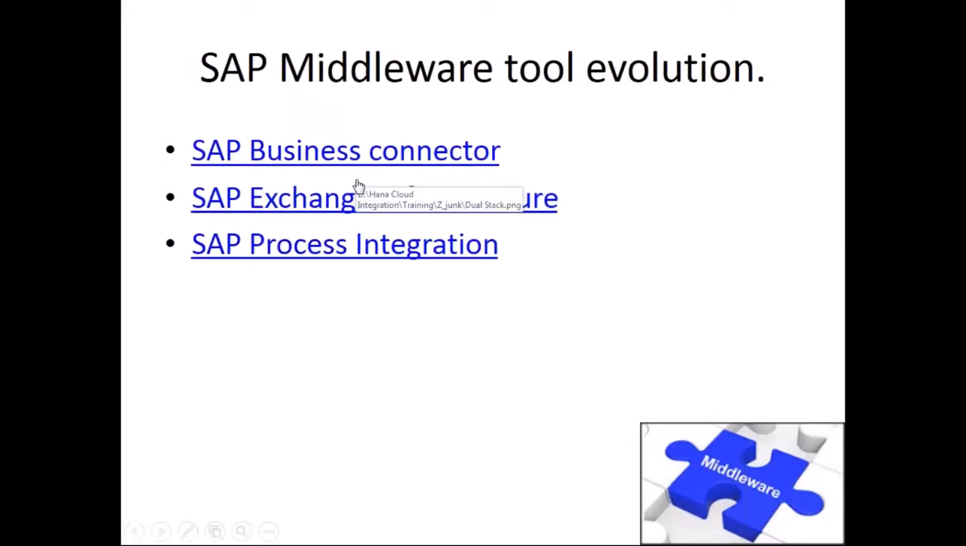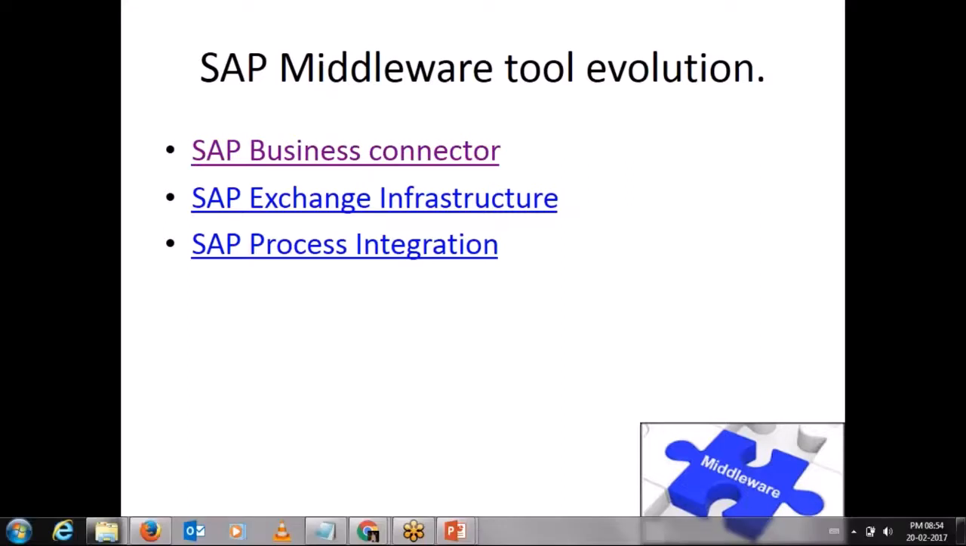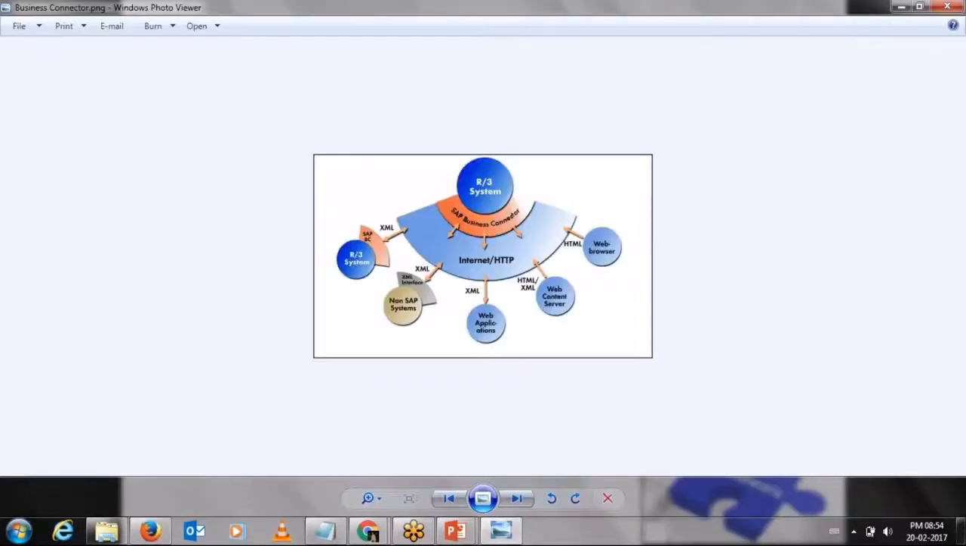So this is the evolution of SAP middlewares. First of all, you had the Business Connector. The first middleware tool from SAP to come into the market was the SAP Business Connector, also known as SAP BC. This middleware was created in 1999. It was a joint venture of SAP with Web Methods.